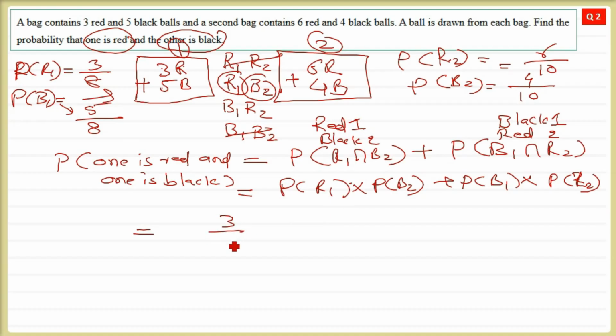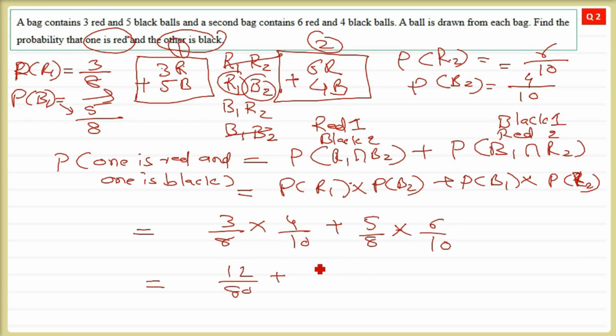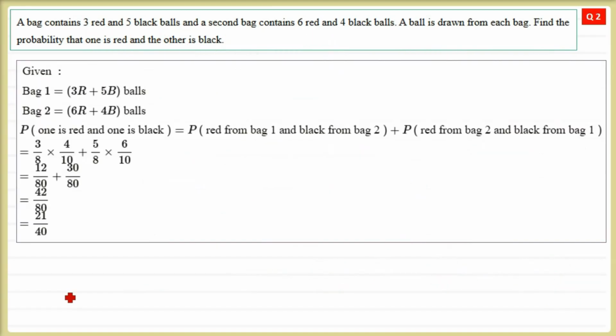Now as we have found the probabilities, we'll just replace them here. 3 by 8 for P(R1), B2 probability 4 by 10, plus 5 by 8 B1 probability, and R2 probability 6 by 10. So this becomes 12 divided by 80 plus 30 divided by 80. So this becomes 42 by 80, and when you compute this it will be 21 divided by 40. This is your final result. So this is how it will be done, but if this question carries more marks, then the explanation I gave should also be incorporated.